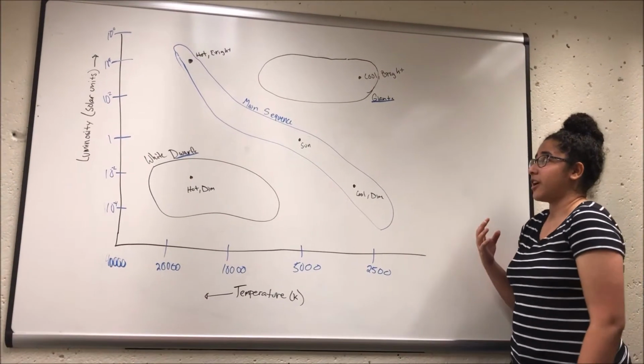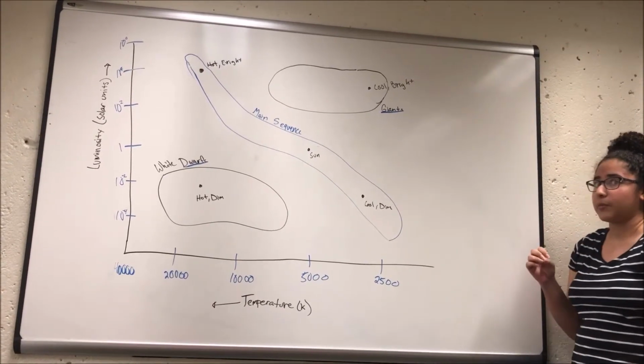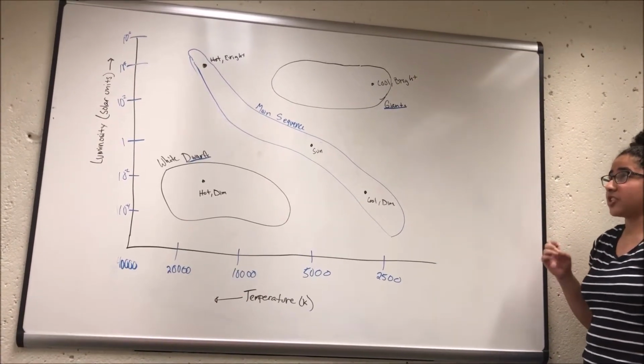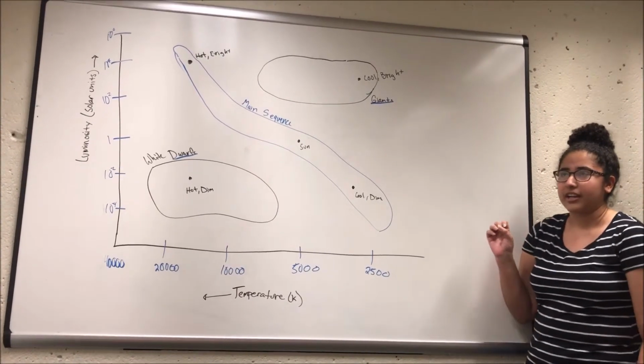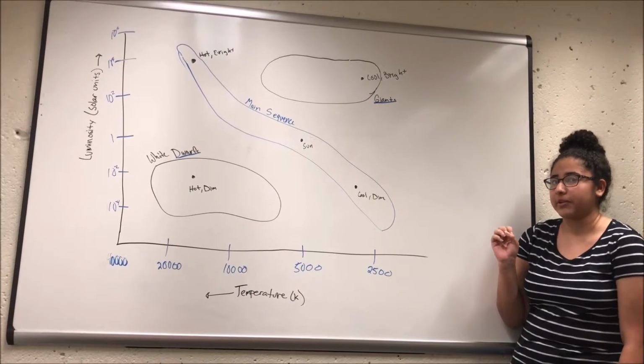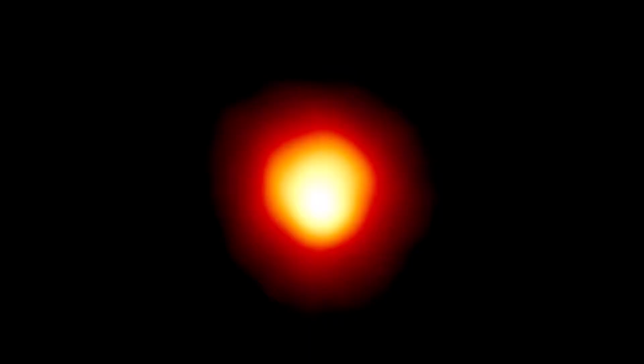An example of a star off the main sequence would be the red giants, which are low in temperature but high in luminosity, meaning the star is large and bright. These stars have exhausted their hydrogen fuel and are now burning off their helium fuel. An example of this would be Betelgeuse.